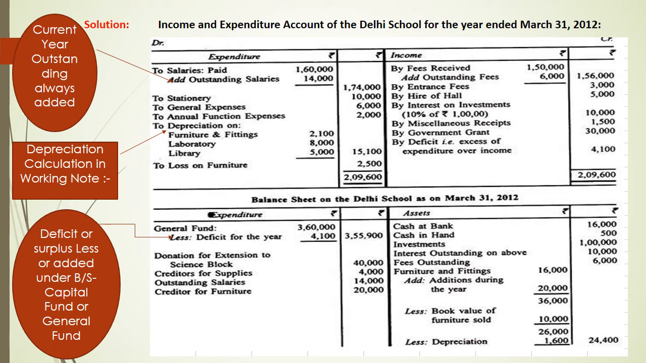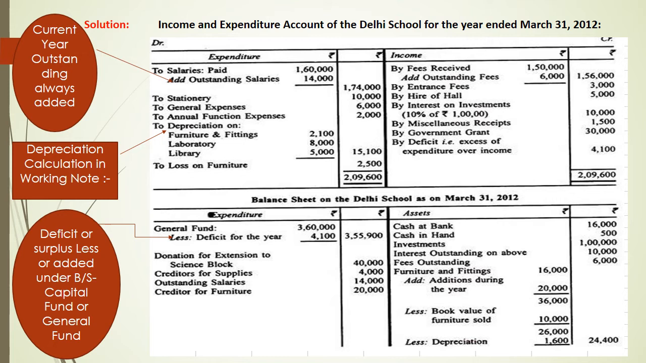I have given a dialog box corresponding to this general fund, for deficit and surplus. If it is a deficit, it is deducted from the general fund or capital fund, or if it is a surplus, it is added to the general fund and capital fund. Afterward, the donation for extension of the science block, being a specific donation, should be recorded on the liability side, along with other liabilities like creditors for supplies, outstanding salaries, and creditors for furniture. Likewise, in assets, cash at bank, cash in hand, investment, and interest are to be calculated. That interest is not received by the organization, so it should be shown as receivable.